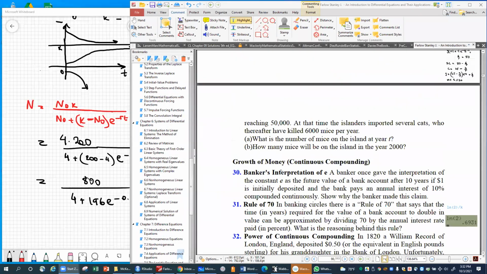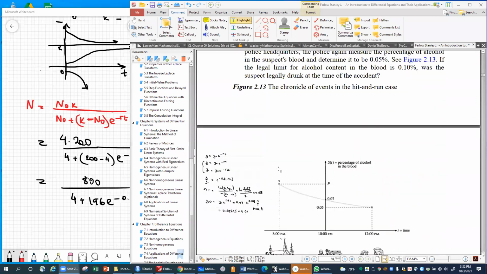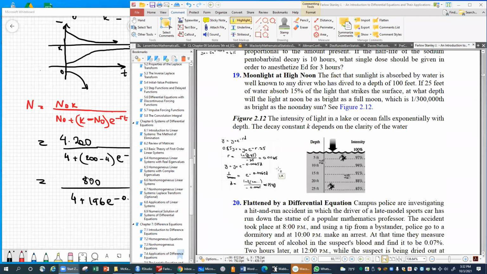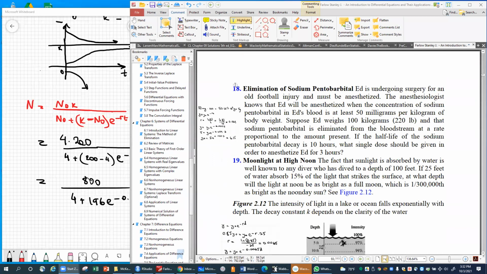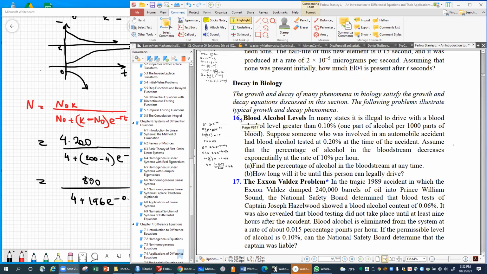There. Okay. So there are actually many interesting problems here in addition to what we did. All kinds. Yeah, I wrote some up. Decay in biology, blood alcohol level. So let's maybe look at this one.